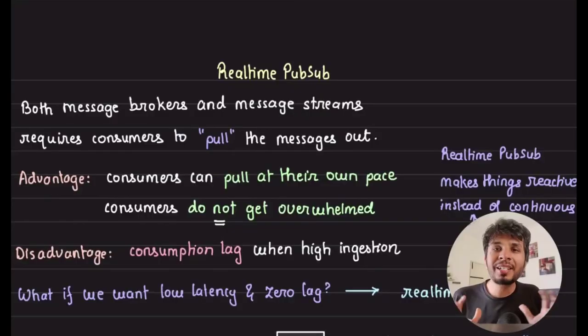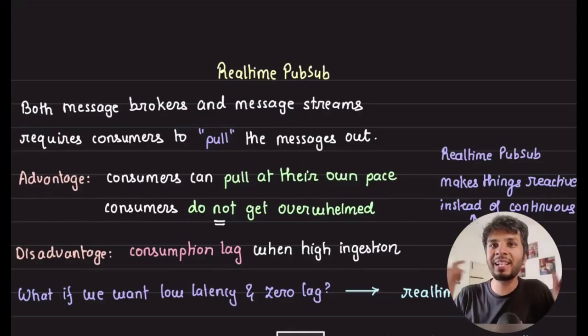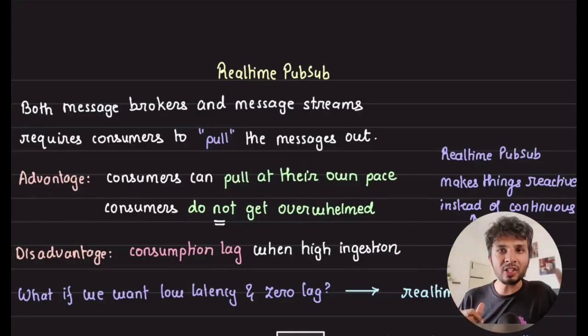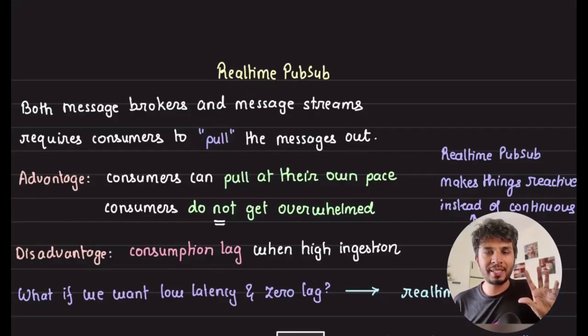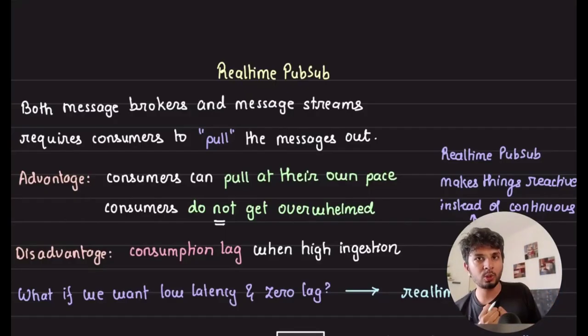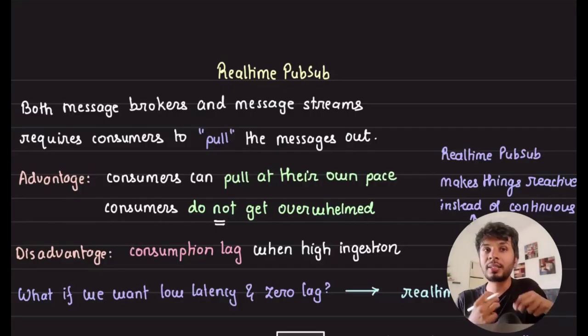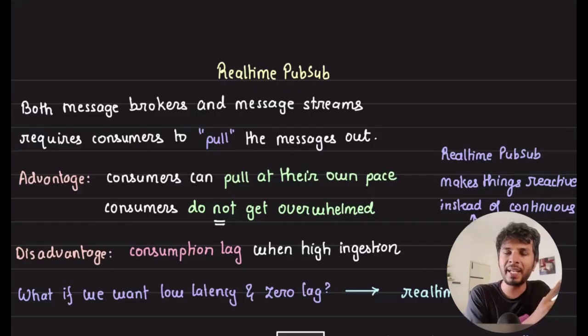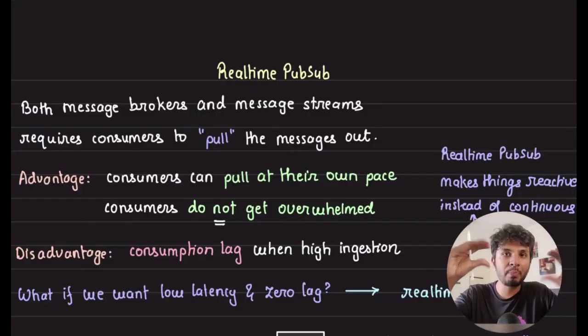So let's talk about real-time Pubsub. They are very similar to message streams and message brokers, but very different at the same time. In case of both message brokers and message streams, they pull the message out from the broker, right? Or the message stream. So either from SQS or Kinesis, the consumers are pulling messages out. This gives them the superpower that everyone can move at their own sweet pace while the messages are being buffered, right?